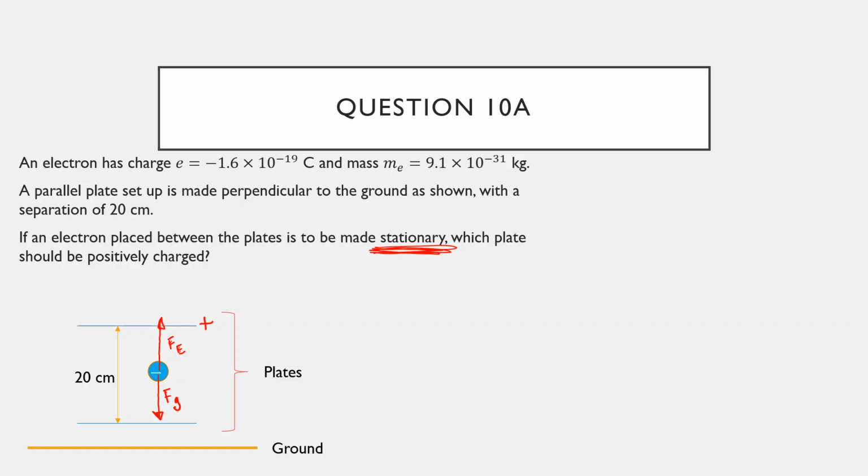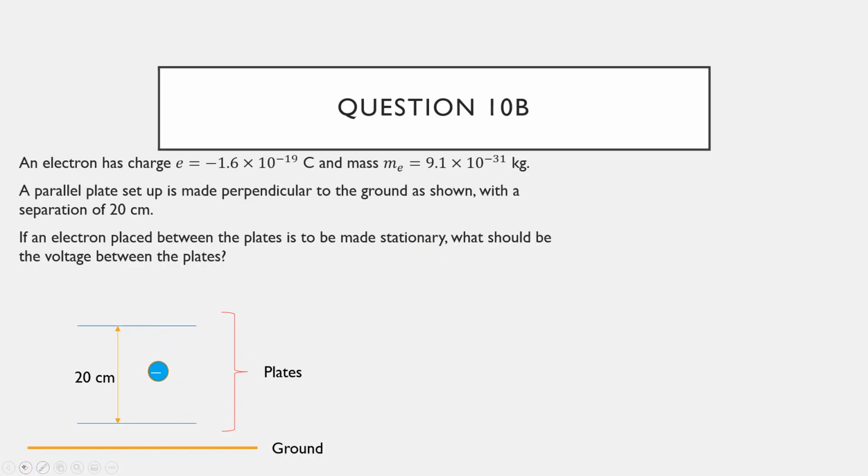Okay, and it needs to be attracted upwards in order to counteract gravity, which is pulling it downwards. And if the electric field is just right, then the two forces are going to cancel each other out, and you'll end up with no net force, and your electron will be stationary. So that means the top plate is positive, and the bottom plate is negative. All right, so that's all that question's asking.